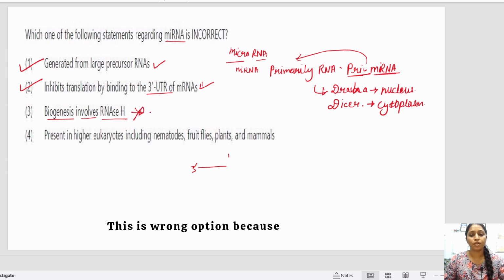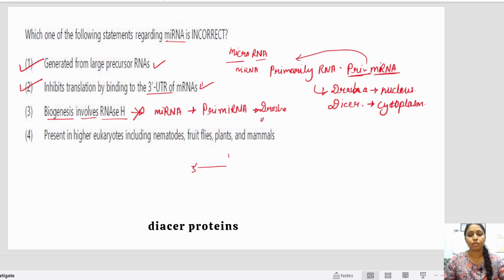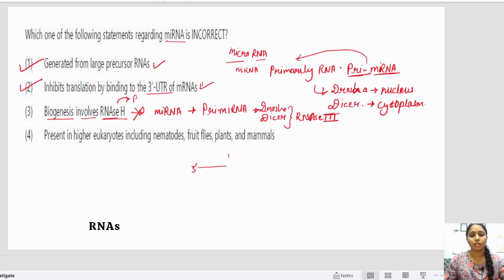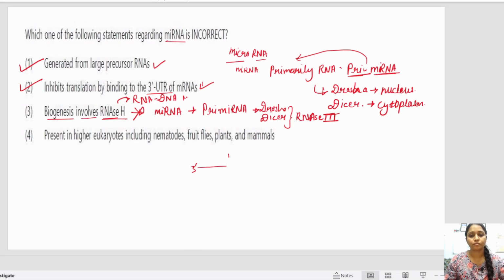This is the wrong option because DICER proteins are RNase III enzymes, not RNase H. RNase H is generally involved in the degradation of RNA-DNA hybrid during DNA replication. So this option is wrong and this is our answer.